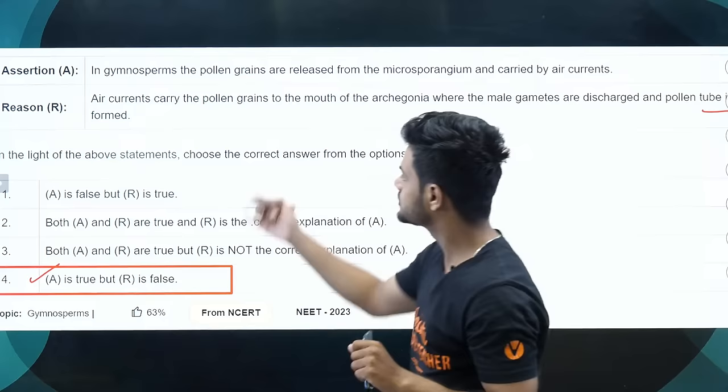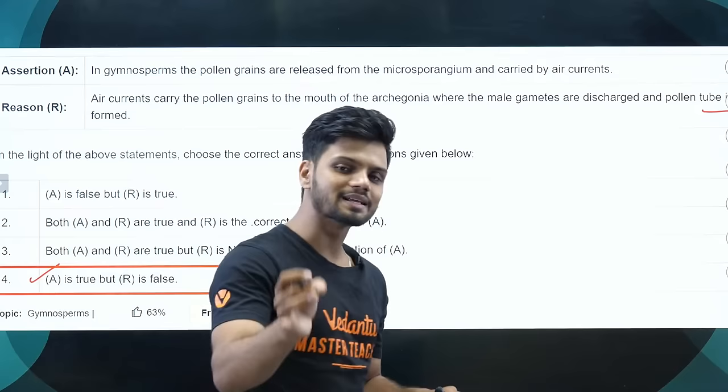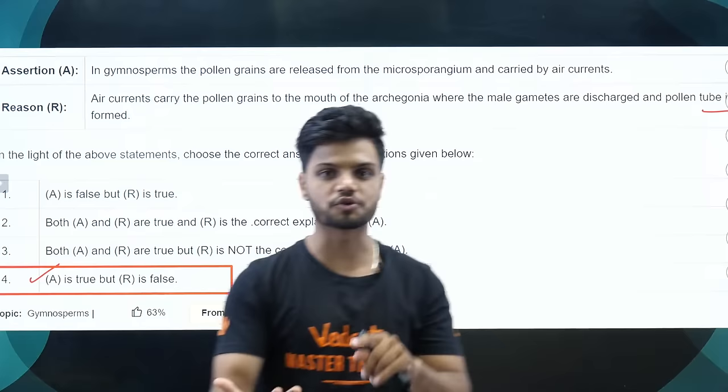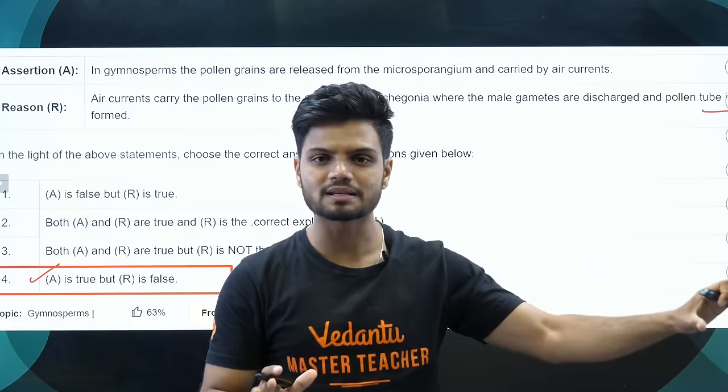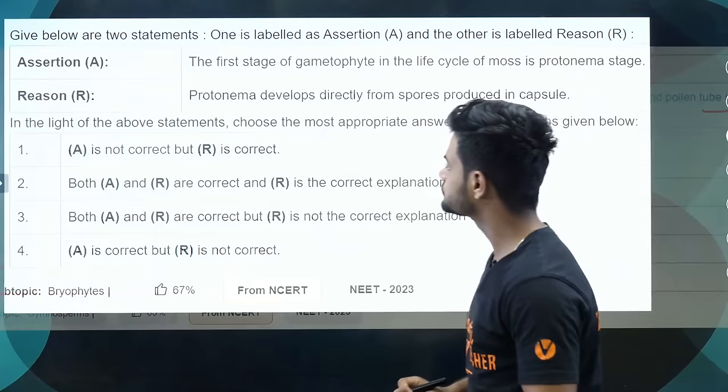Now, will you make the same mistake in your NEET examination if they ask you a question based on this concept? The answer should be no. Because you made the mistake right now, later on you will not make the same mistake. Now, next question.